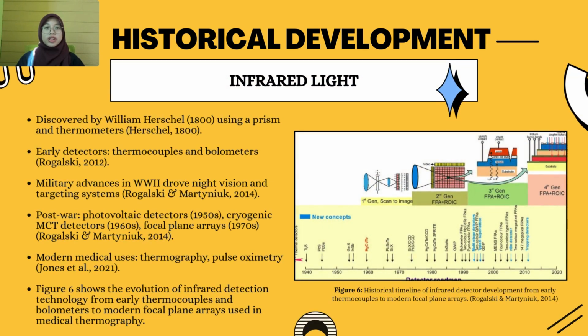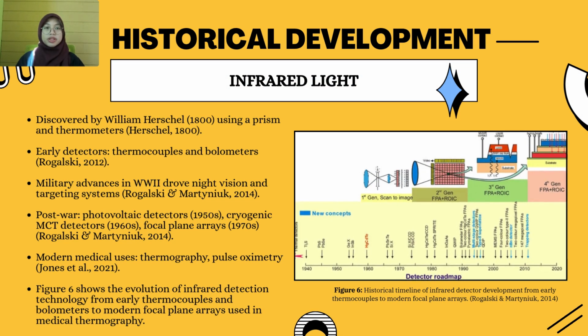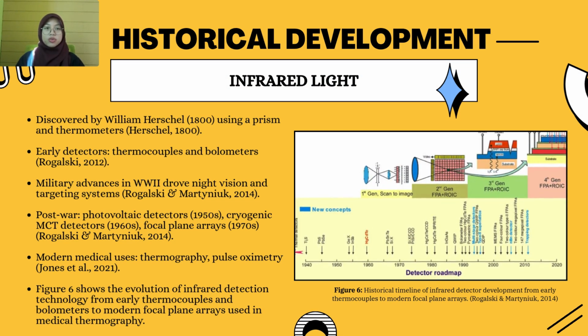Infrared light was discovered in the 1800s by William Herschel using a prism and thermometers. Early infrared detectors were made of thermocouples and bolometers. Military needs during World War II drove the development of night vision systems. After the war, technology advanced to photovoltaic detectors in the 1950s, cryogenic MCT detectors in the 1960s, and focal plane arrays in the 1970s. Today, infrared is used in medical thermology and pulse oximetry.